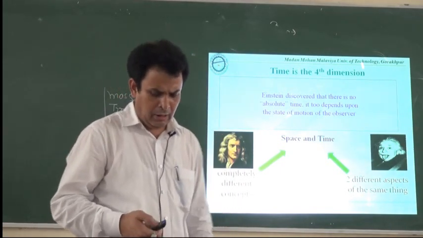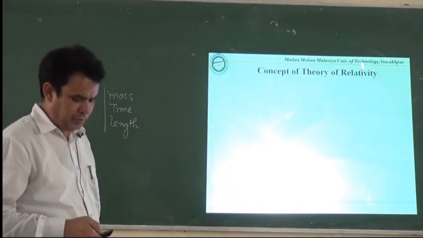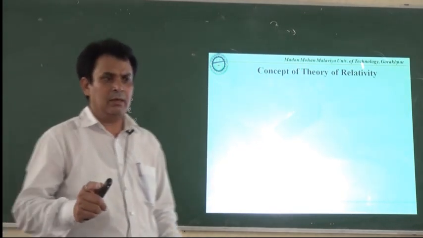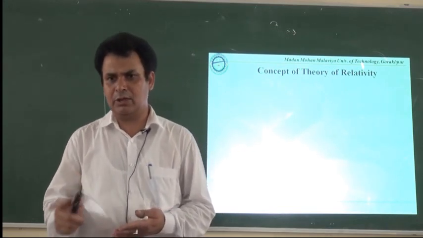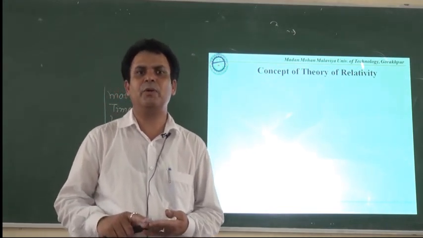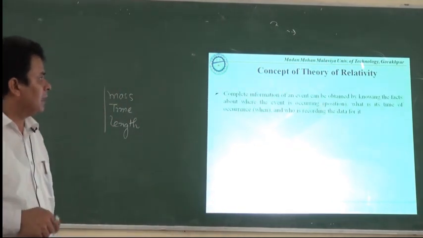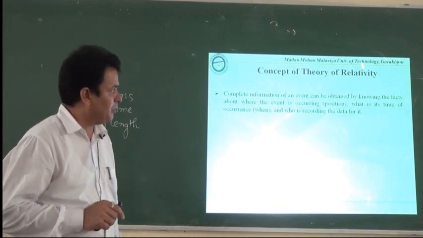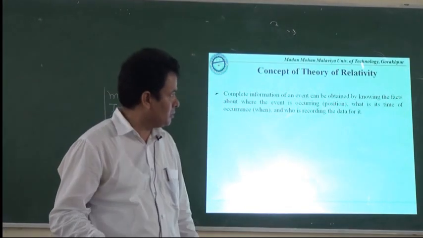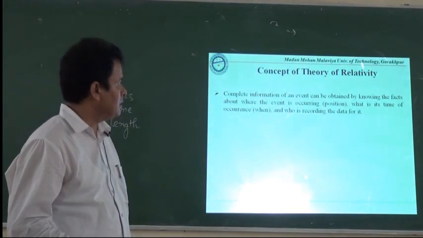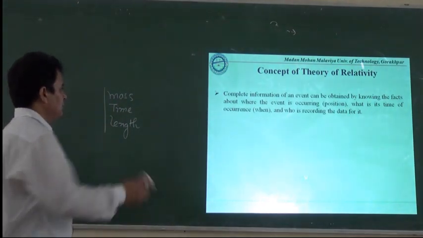Today we will discuss that the concept of theory of relativity depends on the position of the observer, where the event is occurring, and what parameters are used to define a particular event completely. The complete information of an event can be obtained by knowing where the event is occurring, what the time of occurrence is, and who is recording the data regarding that particular event.